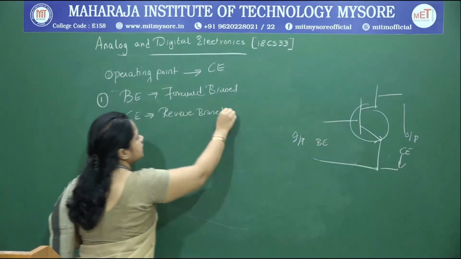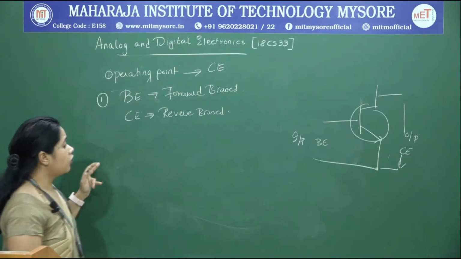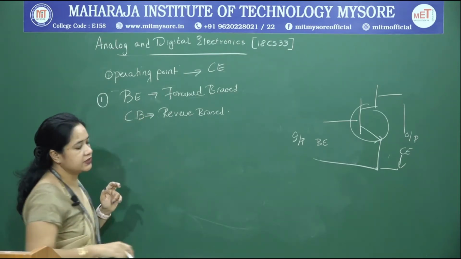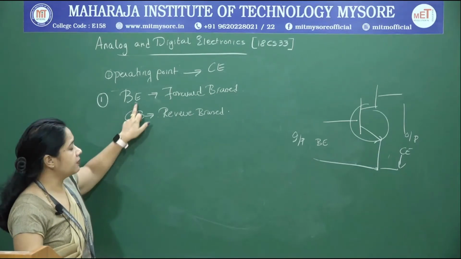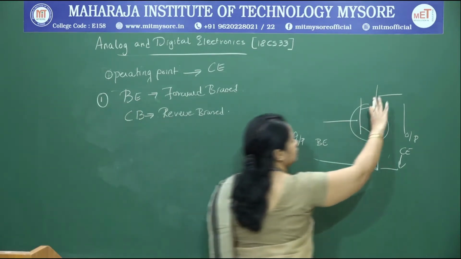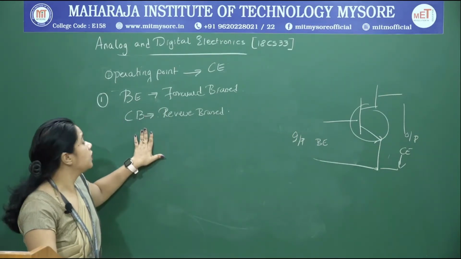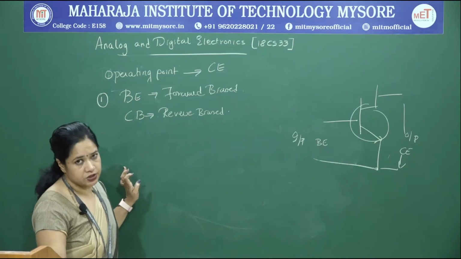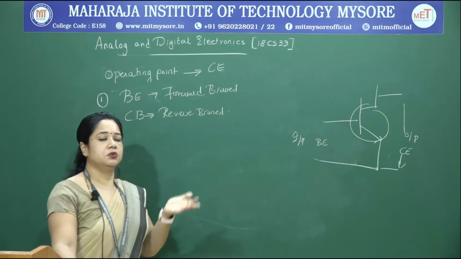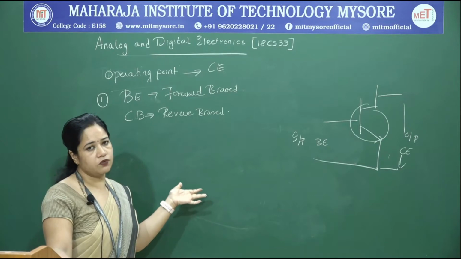So this is the very first condition: base emitter should be forward biased and collector base junction should be reverse biased. You should see to it that this is satisfied. In order to keep your base emitter junction forward biased, what is forward biased? When positive is connected to the positive terminal and negative is connected to the negative terminal, we call it forward biased.